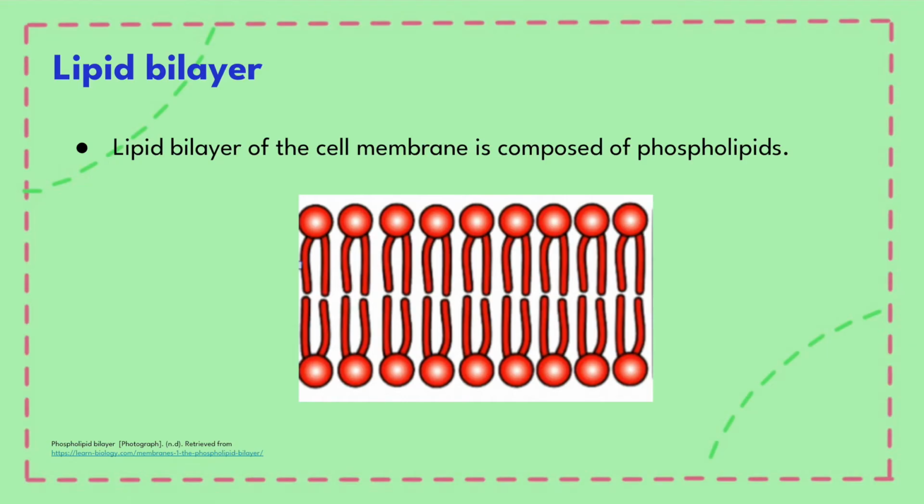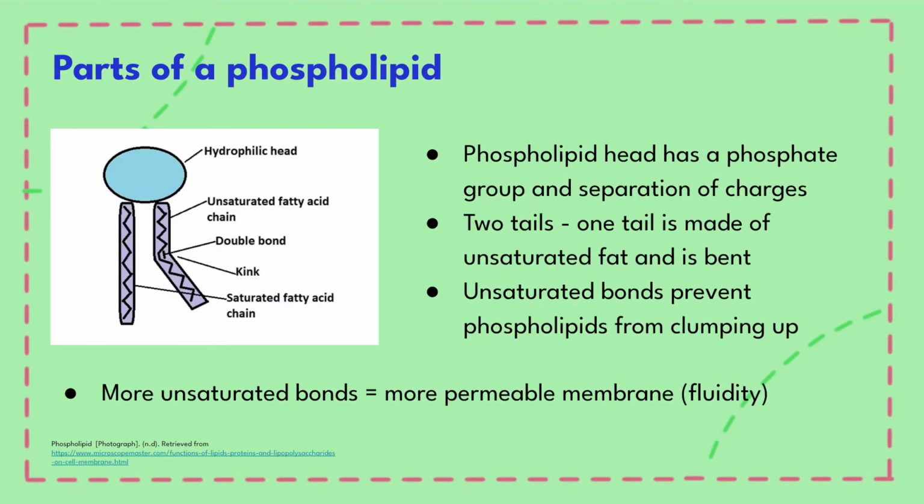It is composed of phospholipids lined up like so. A phospholipid has a head that contains a phosphate group and has a separation of charges within it. There are two tails. One tail is made of saturated fat and the other tail is unsaturated. The tail of unsaturated fat has double carbon bonds. Therefore, there is a bend because it's a bent shape. The bends in the phospholipids keep them in this structure and prevent them from clumping up.